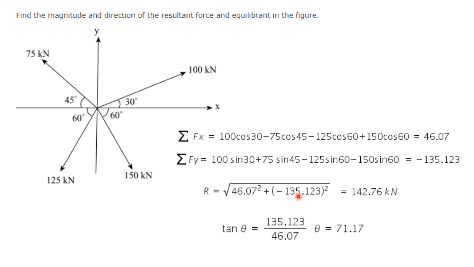So you will get the resultant, that is square root of horizontal force square plus vertical force square, and tan theta is equal to vertical force by horizontal. So here I can take the positive magnitude simply. So I will get this is the value.